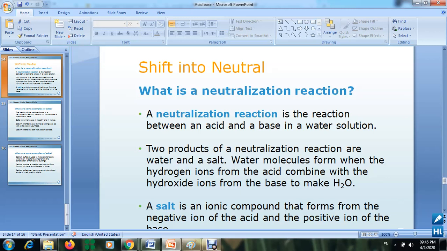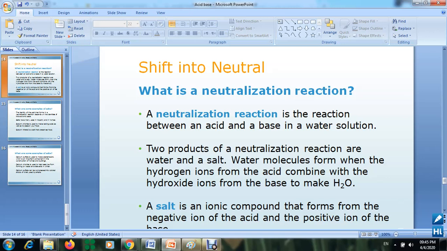Hello everyone. Today we are going to talk about salts. First we want to describe a neutralization reaction, then we want to describe salts. At the end we want to name some examples of salts and where we can use them.